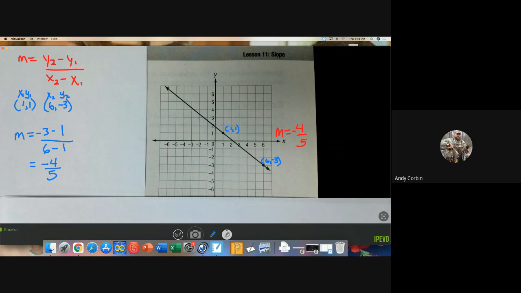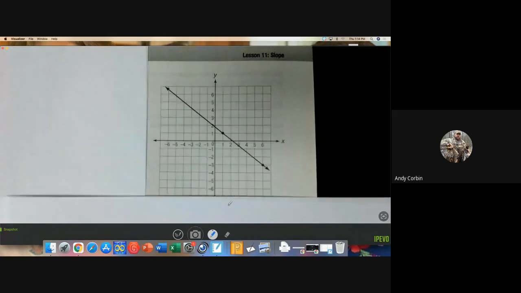All right, let's see if we can't do another one. Can we do one without the graph? Yep. Next on my mind.